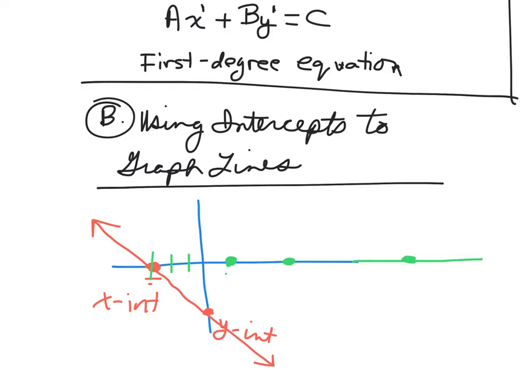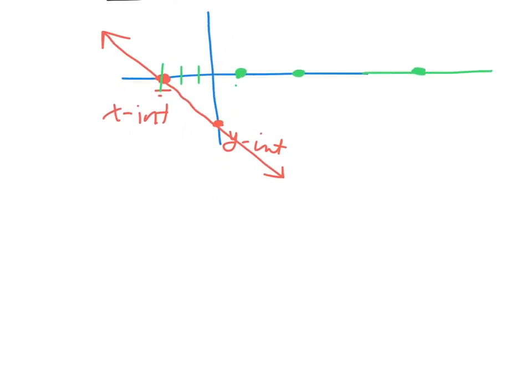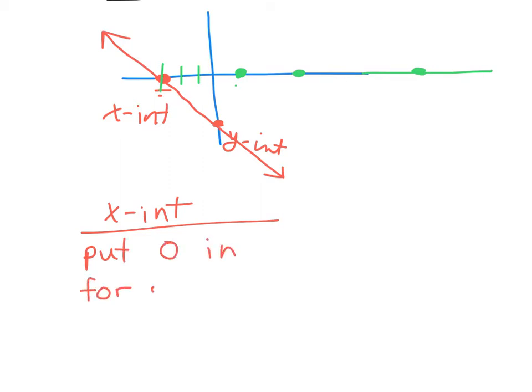So, to find the x-intercept, we're going to use that exact notion. To find the x-intercept, what we'll do is we'll put 0 in for y and solve. Because the x-intercept is going to happen when the y-coordinate is 0. Otherwise, it wouldn't be on the x-intercept.